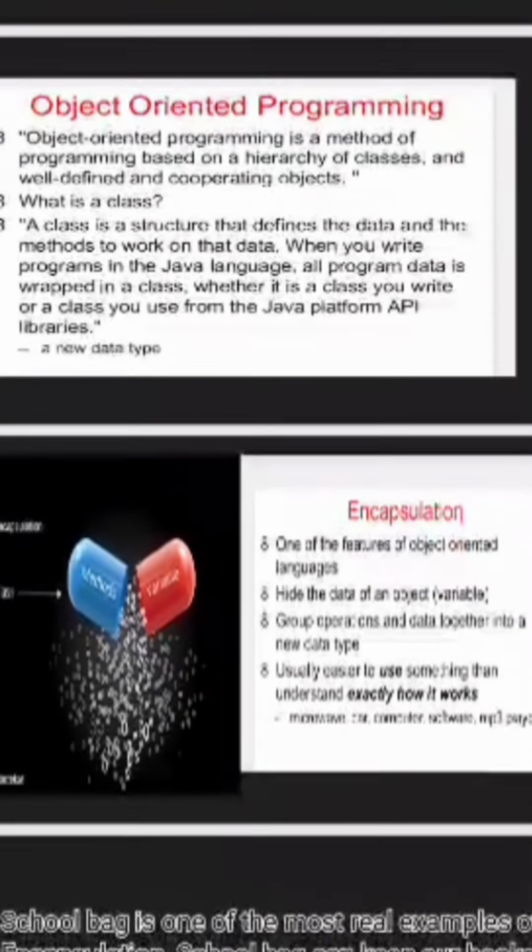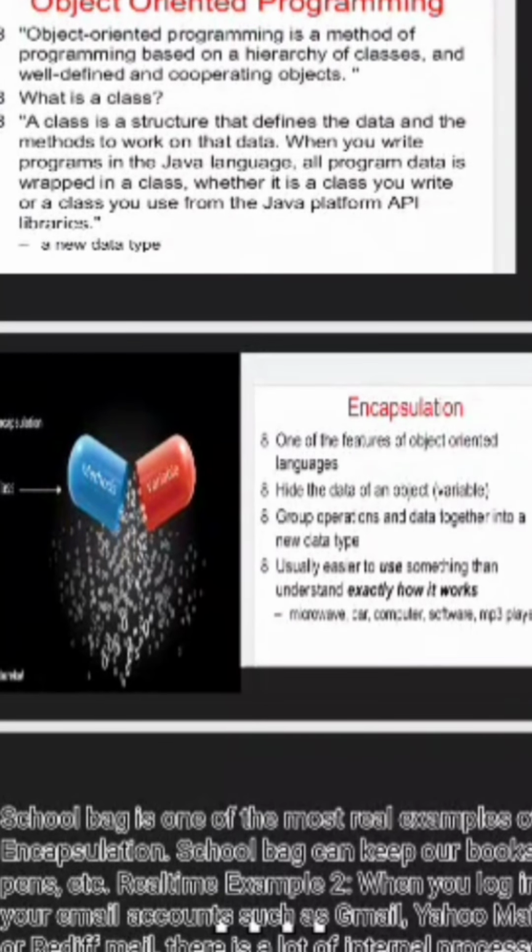Now we are going to discuss encapsulation. Encapsulation is one of the features of an object-oriented programming language. It can hide the data of an object. An object is considered as variables, a group of operations and data together in a new data type. It is usually easier to use something than to understand exactly how it works.